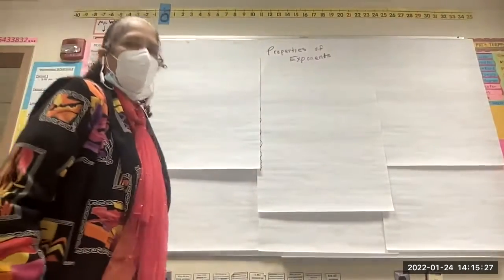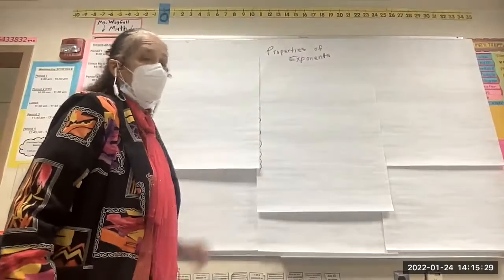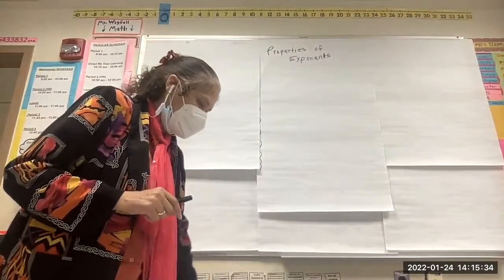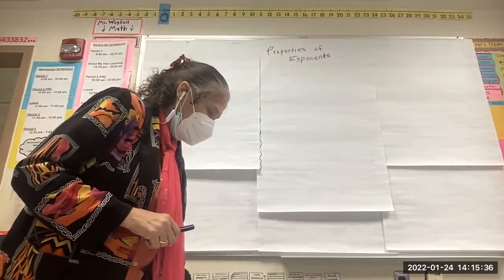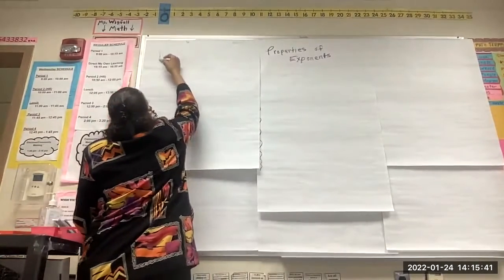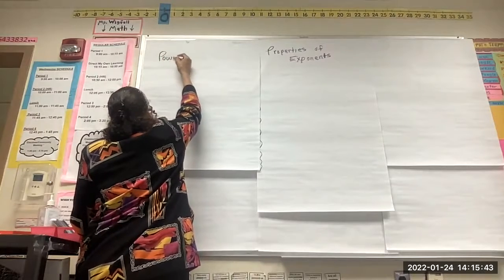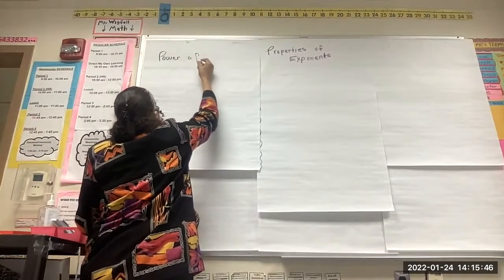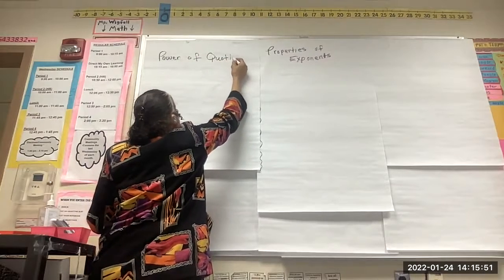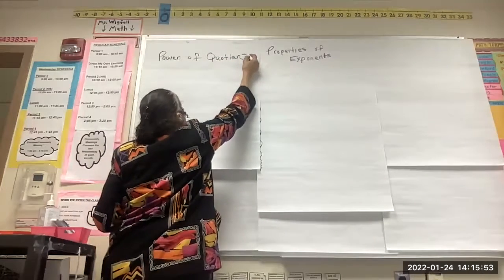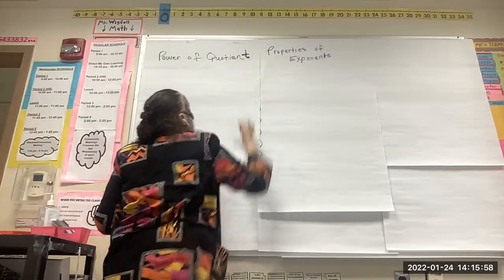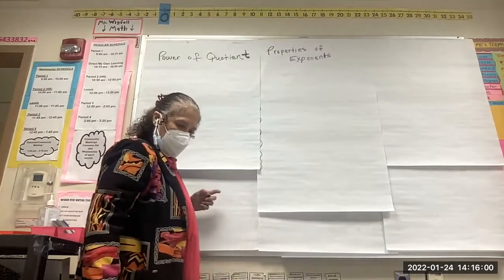So today, I'm going to talk about properties of exponents. The particular property that I'm going to talk about is the power of a quotient. It's called power of quotient. We all know that a quotient is the answer to a division problem. So we're going to talk about a division problem that has a power on it.